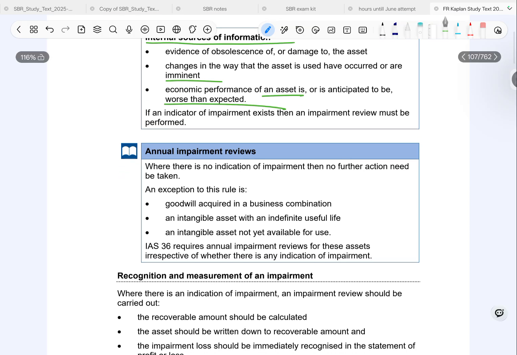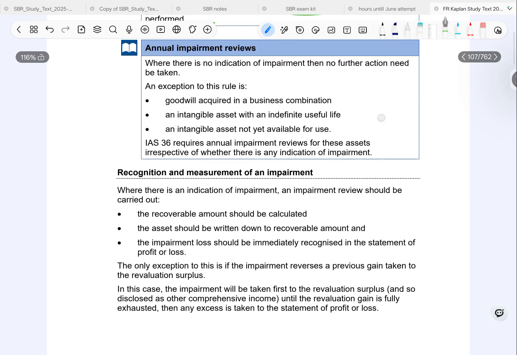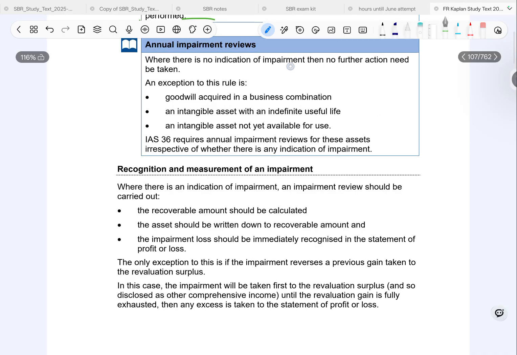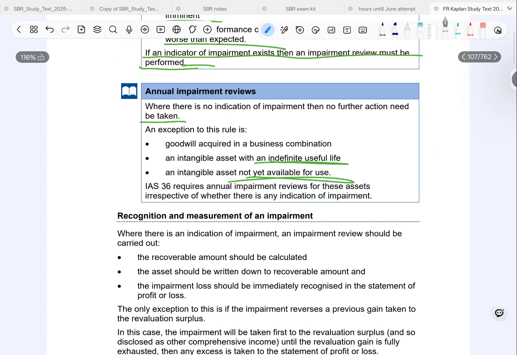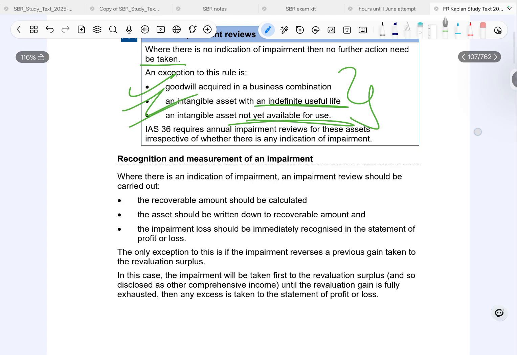If an indicator of impairment exists, then an impairment review must be performed. This is compulsory, so remember this, highlight it. When there is no indication of impairment, then no further action needs to be taken. An exception to the rule is goodwill acquired in a business combination, an intangible asset with an indefinite useful life, and an intangible asset not yet available for use. IAS 36 requires annual impairment reviews for these assets irrespective of whether there is an indication of impairment. So for other assets, it's okay if you don't review annually, but for these three assets it is compulsory that even if there is no indicator of impairment, you need to check it for impairment.